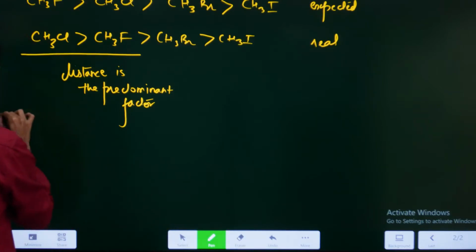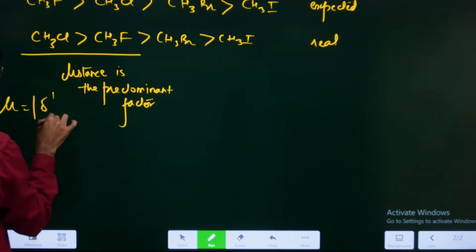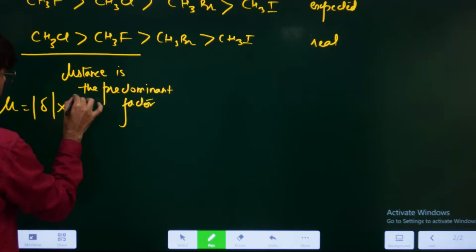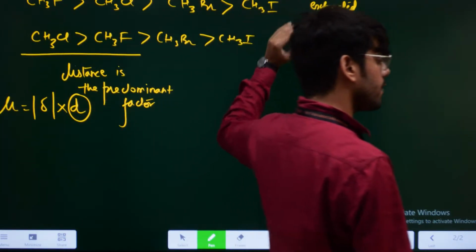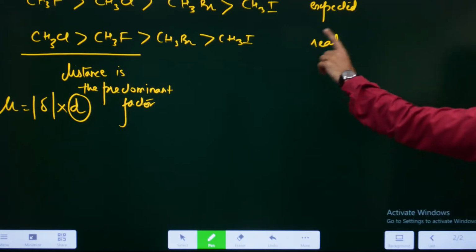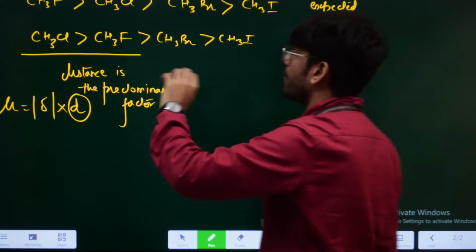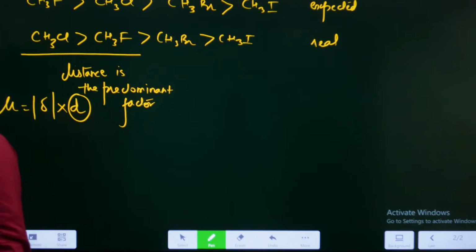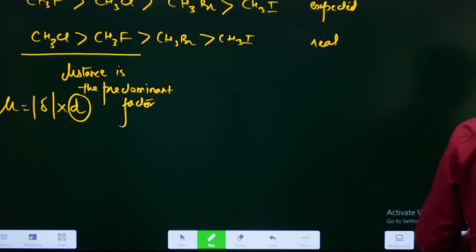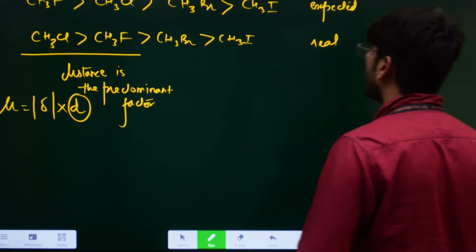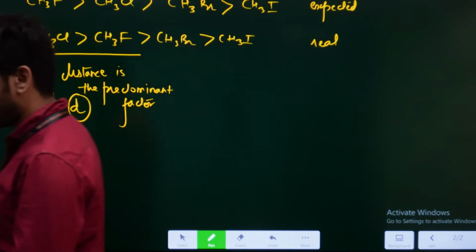We have dipole moment is the magnitude of the charge into the distance. So this distance is significant here. Fluorine is smaller in size. When you move to the next successive member, that is chlorine, the size increases significantly. Because of that, dipole moment increases. I mean, dipole moment of CH3Cl is more than CH3F. I hope this is clear.